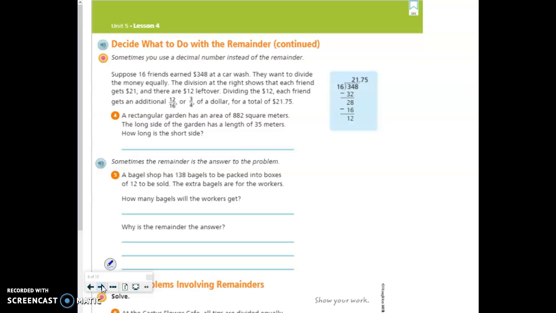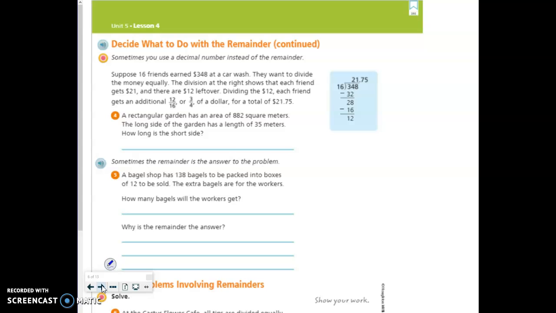There is $12 left over. Dividing the 12, each friend gets an additional 12/16 or 3/4 of a dollar for a total of $21.75. Now, that again is assuming that you know exactly what that 3/4 of a dollar is. Okay? Sometimes we need to turn that number into a decimal by following a process, and we'll show you that as we progress through with long division with decimals involved.